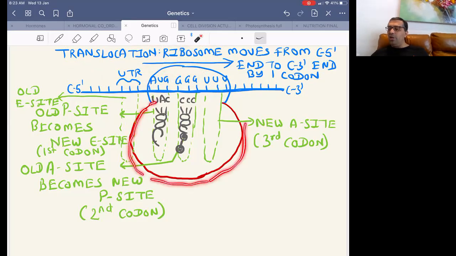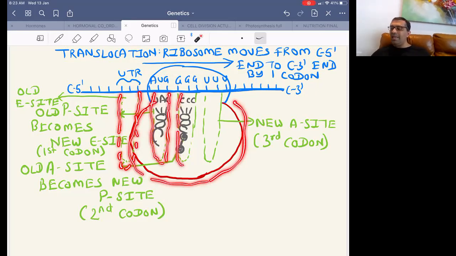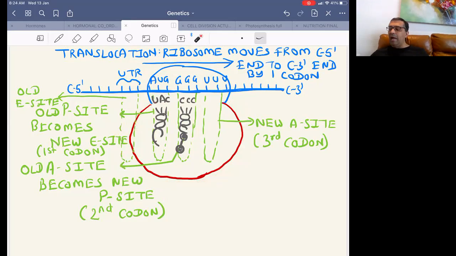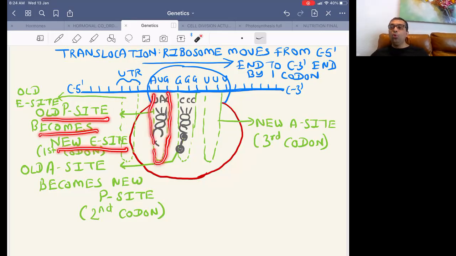What will happen in the larger subunit? Sir, initially this was E site, this was P site, and this was A site. तो UTR के corresponding था E site and AUG first codon के साथ था P site and GGG second codon के साथ था A site. Now, as ribosome has shifted, the old P site becomes the new E site.